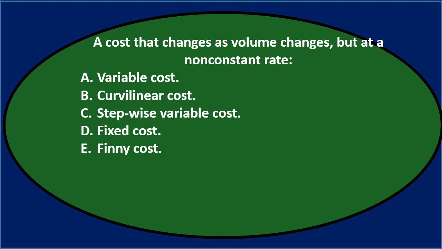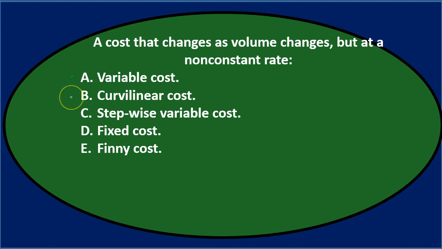A, variable costs. B, curvilinear cost. C, stepwise variable cost. D, fixed costs. E, funny cost. Let's go through that again using the process of elimination. A cost that changes as volume changes, but at a non-constant rate. So the first one is variable cost. Now, that would sound like a variable cost because it changes with volume change. So I'll keep that for now.